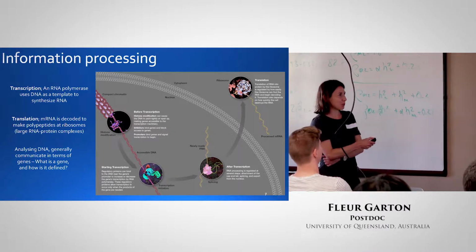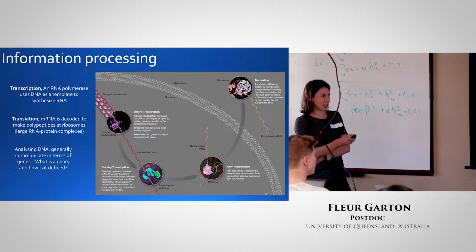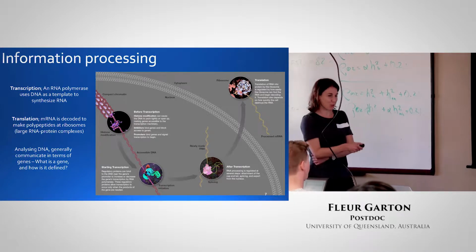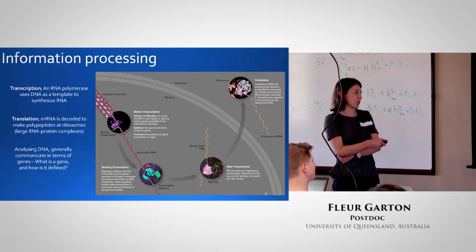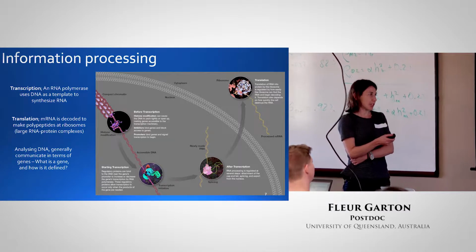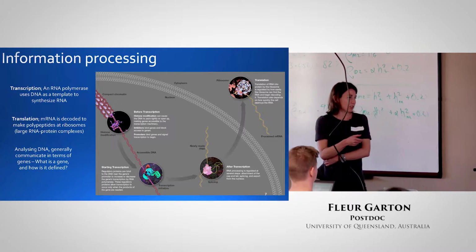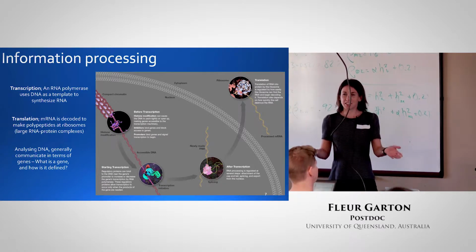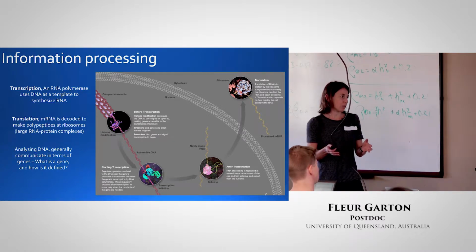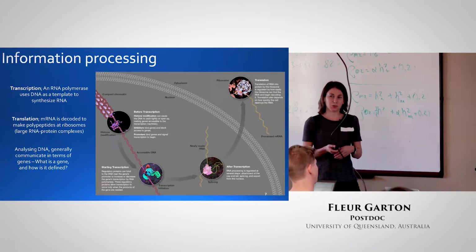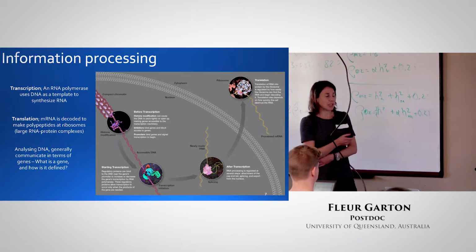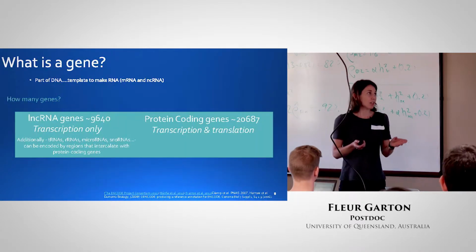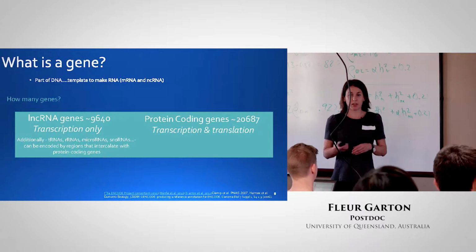All right, so I was up to, basically the RNA gets transported out, and messenger RNA gets translated into proteins. So when you're analyzing the DNA, we generally communicate in terms of genes. So what is a gene and how is it defined? Basically a gene is just part of a DNA, which is a template to make RNA.